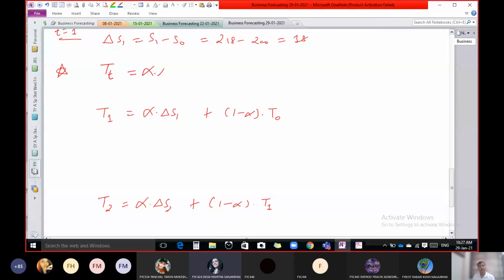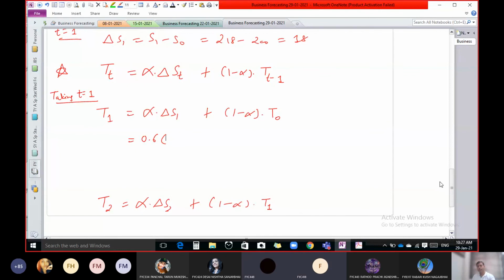Alpha into delta S_t plus (1 minus alpha) into T_(t minus 1). Okay, now taking t equal to 1. If we take t equal to 1, we get this thing. Now tell me the value of alpha. What is alpha? 0.6.